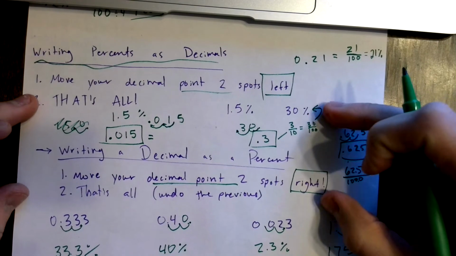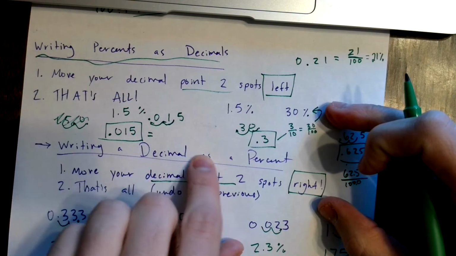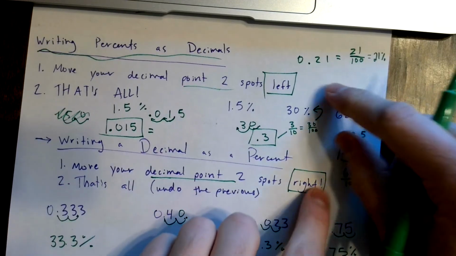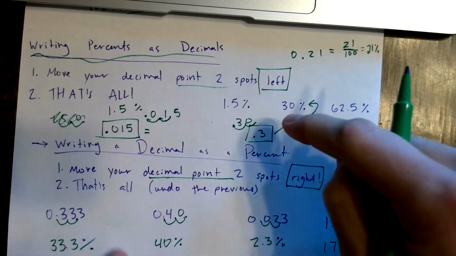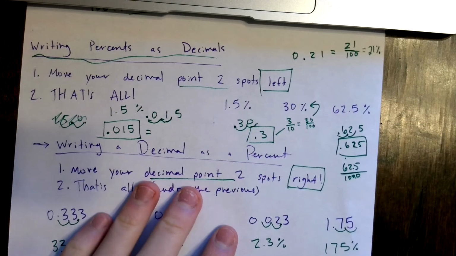If you need these two rules, jot them down quickly. Writing percents as decimals, you should really just need one step there. Writing decimals as a percent, one step there. Notice that they're the same thing. We're just undoing each other here. We're moving back and forth between writing a percent as a decimal and writing a decimal as a percent.